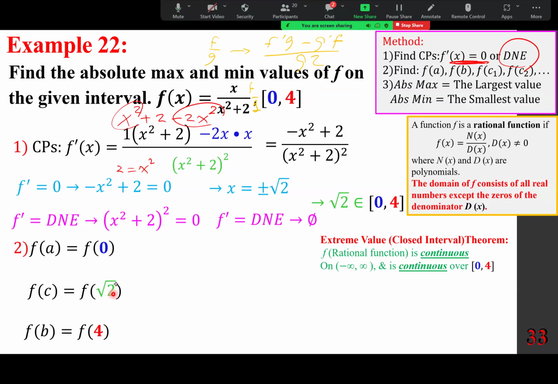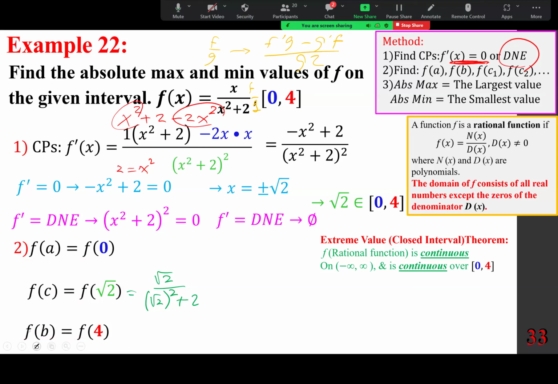Square root of 2 gives us square root of 2 over square root of 2 squared plus 2. As you know, square root of 2 squared is 2, 2 and 2 is 4, so square root of 2 over 4.